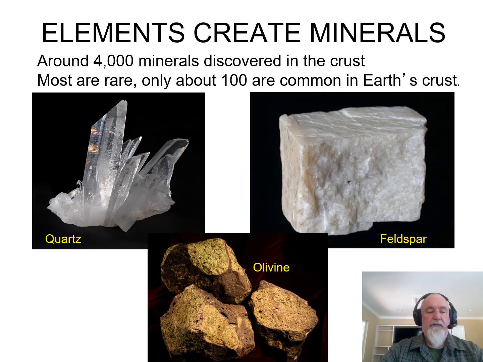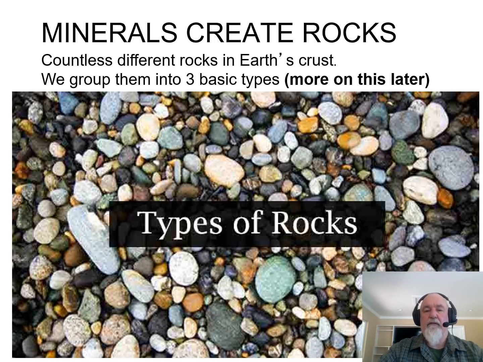The elements we just talked about will create certain types of minerals. So elements make up minerals. And these minerals, again, quartz, feldspar, olivine, typical minerals. Each of those have a different chemistry, and we'll see a little bit later on a different way of forming. And these minerals, these 4,000 or so named minerals, will make up countless numbers of rocks. And again, there's so many, we just have to say, let's base the rock classification on how the rocks form. And we're going to address that a little later on.